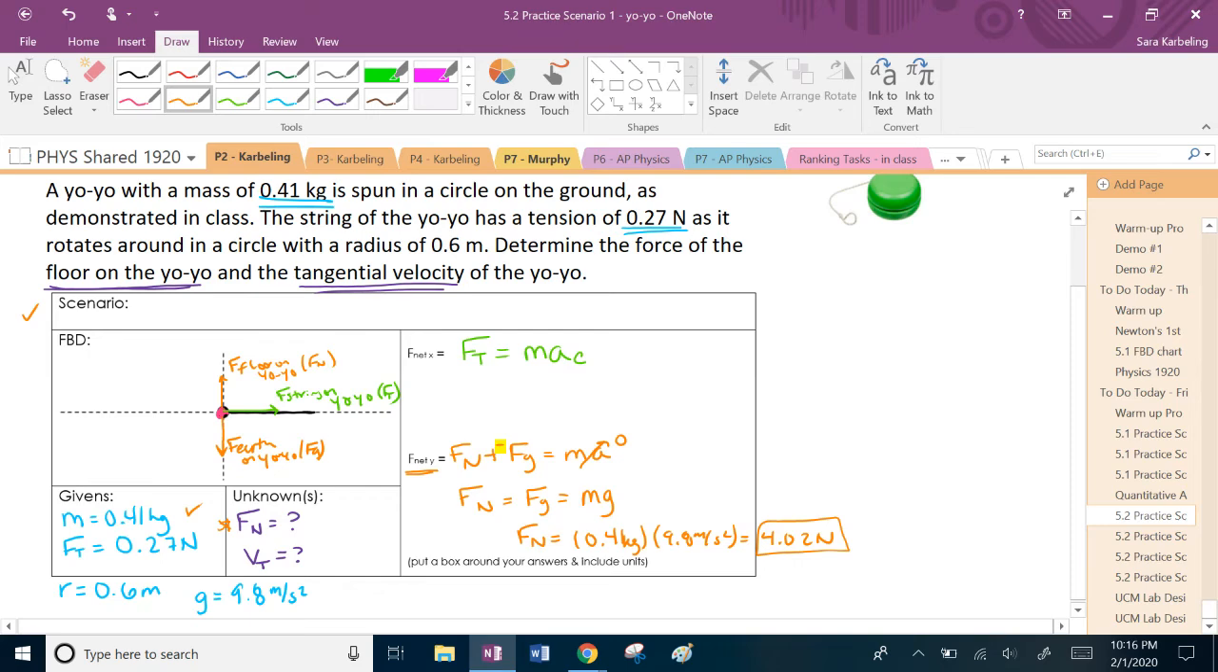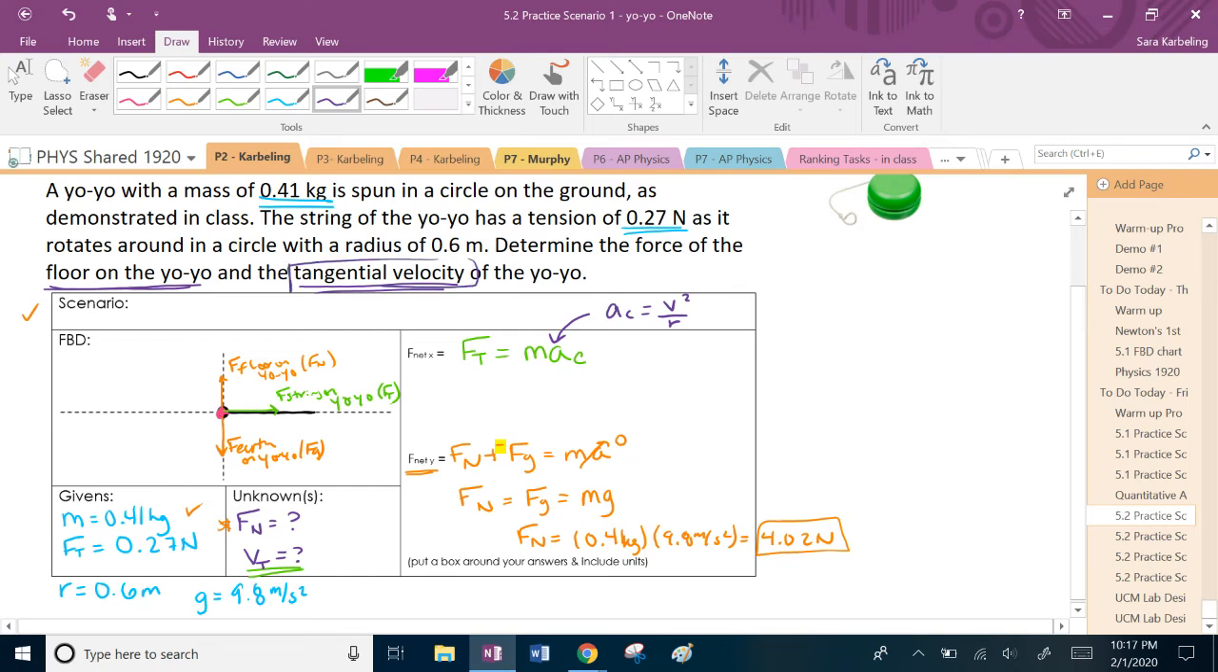Now, the next part of this asks us to figure out the tangential velocity, right? Now, I don't see tangential velocity in here anywhere, but I can recall and remember from the last video that we just watched that the acceleration, the centripetal acceleration, a sub c, is equal to v squared over r, and that v is the velocity as it's going around in a circle, and indeed that is our tangential velocity. That's what this thing is.